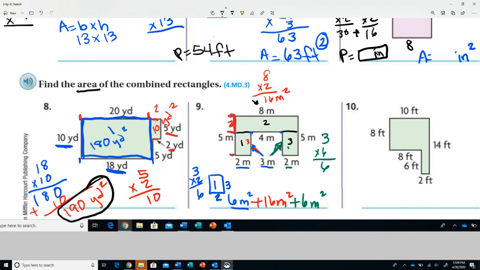And now I have 6 plus 16 plus 6. So that is going to give us a grand total of 28 yards. Ooh! I was going to get it without any mistakes. Meters squared. It's a lot of computation work. It is not necessarily hard.